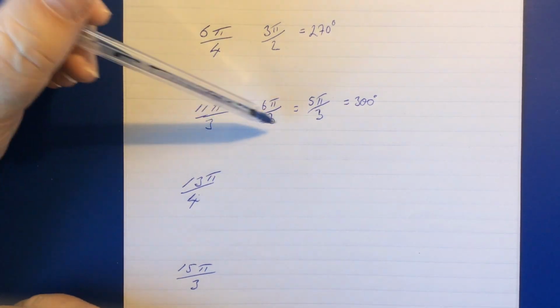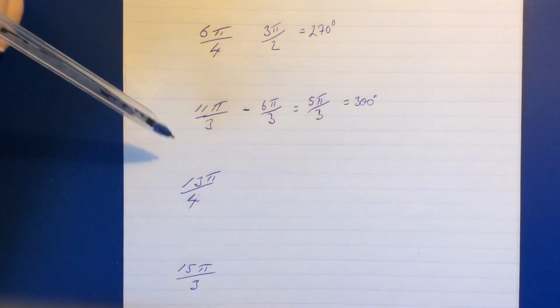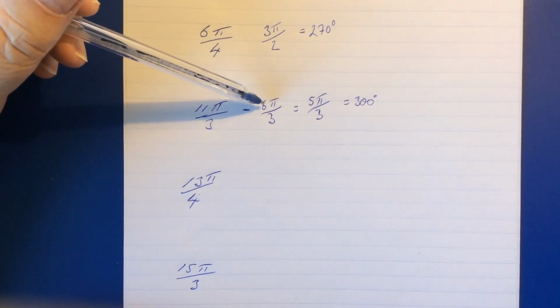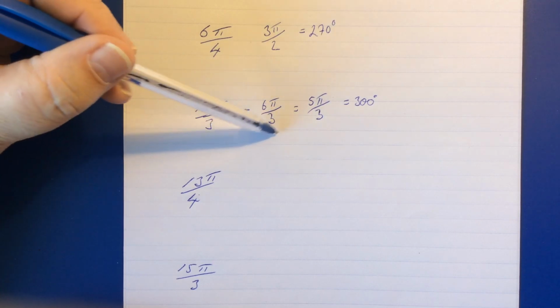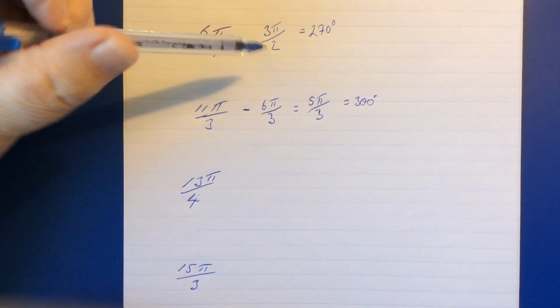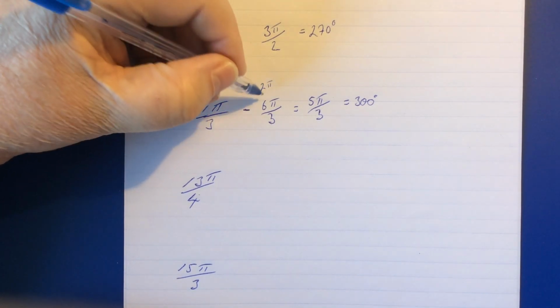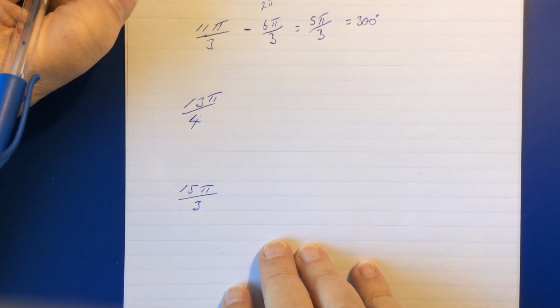And this is a key thing. And it's going to be something that we'll look at in a couple of further examples. But effectively, what I've done is I've subtracted one entire circuit of the unit circle, effectively 2 pi. This is 2 pi up here. Okay? That's how I get my 300 degrees.